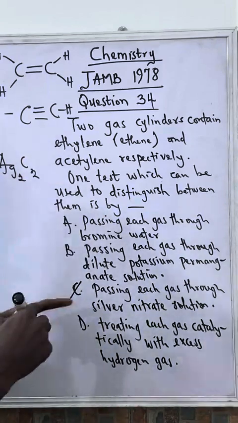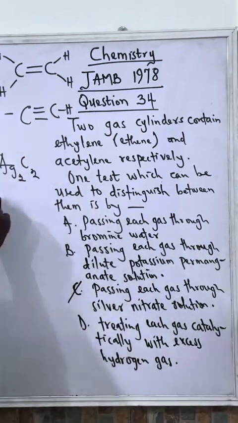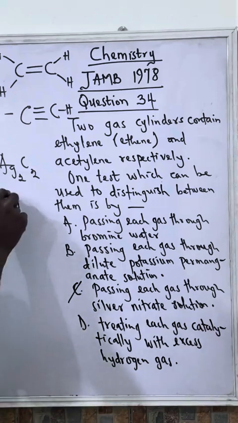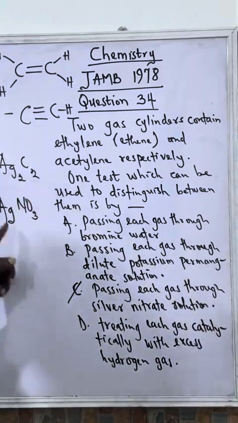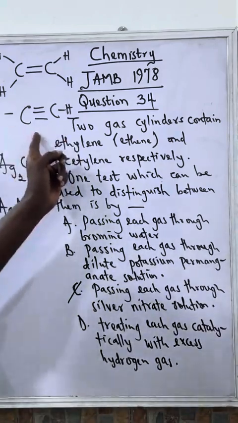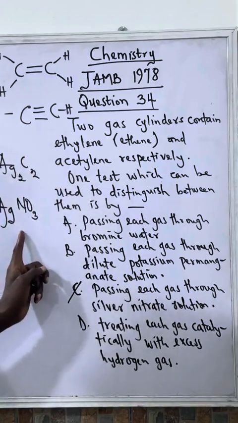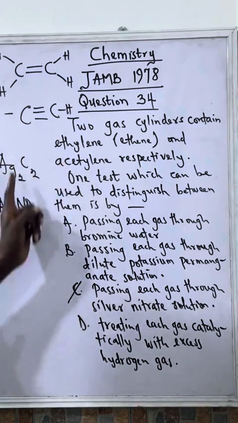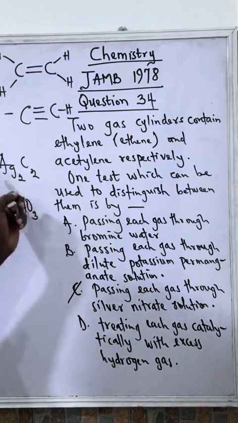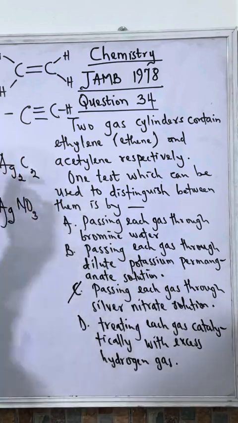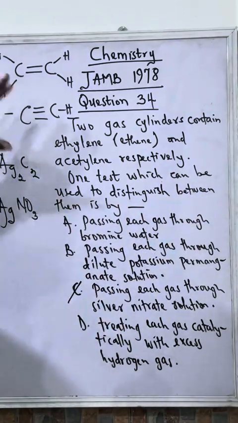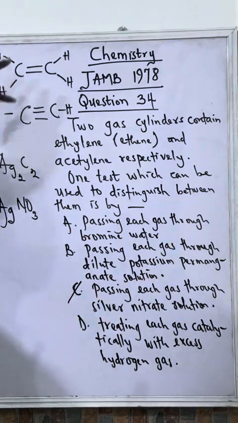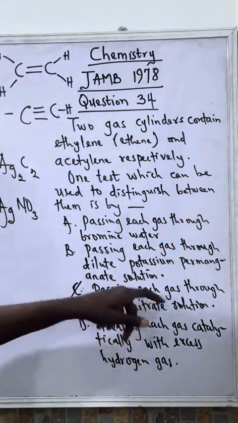So ammoniacal silver nitrate solution is AgNO3. So this is silver nitrate. This will connect with the ethine, or acetylene, to form Ag2C2, which is silver acetylide. So that is one way of distinguishing between ethene and ethine using Tollens' reagent.